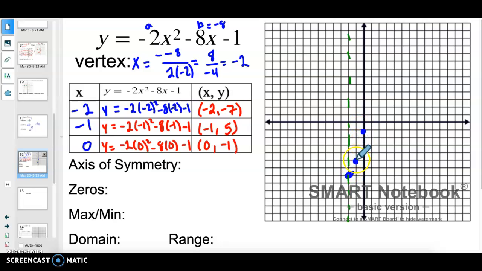After you have those points, you're going to reflect them across the axis of symmetry. So we're 1 to the right, so we're going to go 1 to the left. This one's 2 to the right, so we're going to go 2 to the left. And then we can connect our points. It looks like I counted wrong. What did I do wrong?